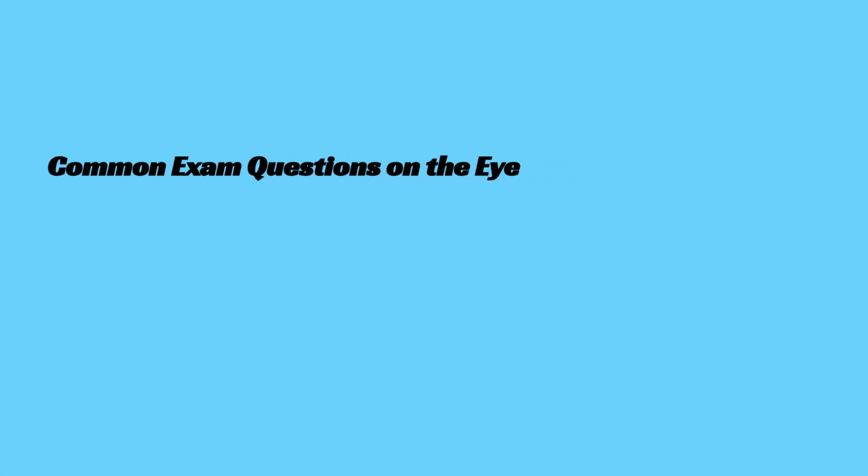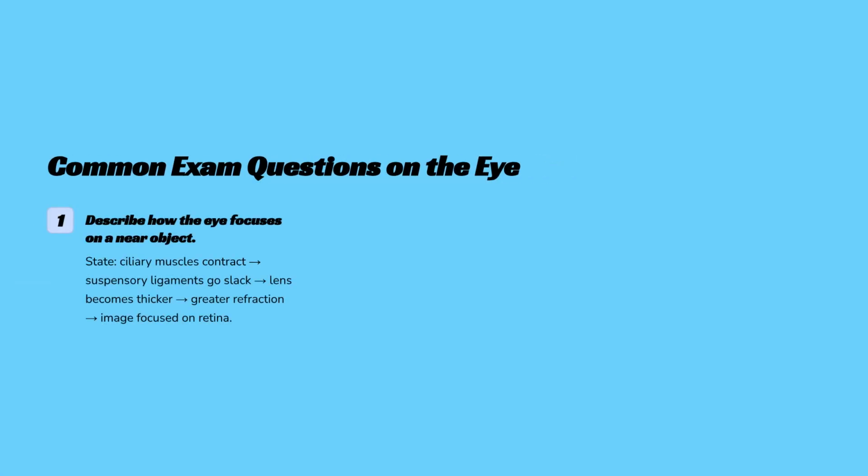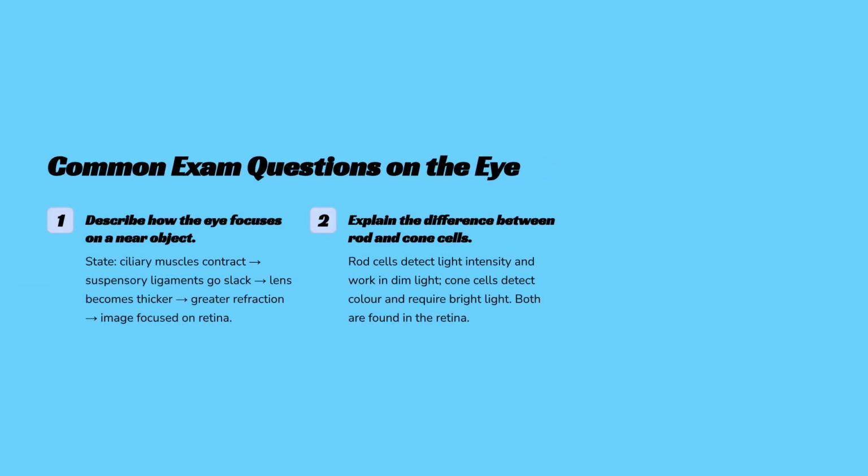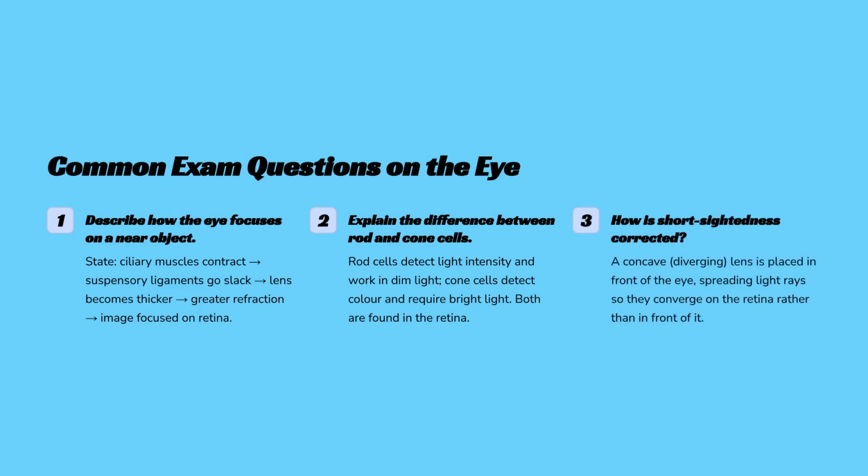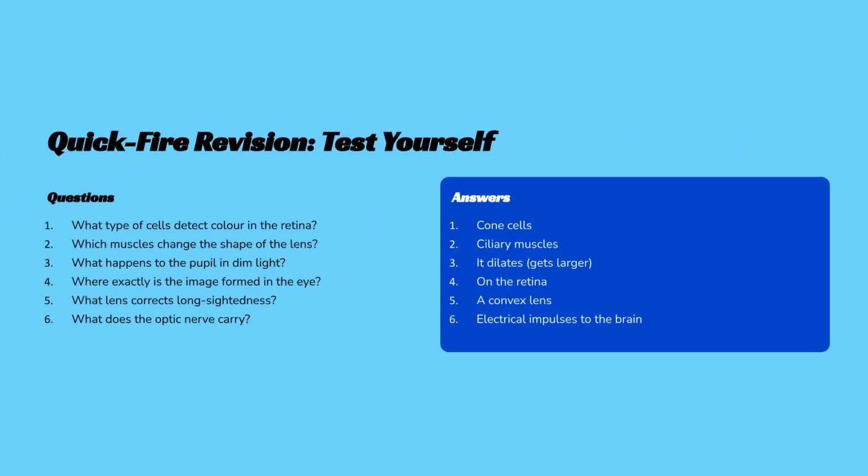Common exam questions often ask you to describe accommodation for near objects, explain the difference between rod and cone cells, and detail how vision defects like short-sightedness are corrected. Test your knowledge with these quick-fire revision questions. Check your answers on the right side of the video. Make sure you can name the correct cell types, muscles, pupil response, and corrective lenses.